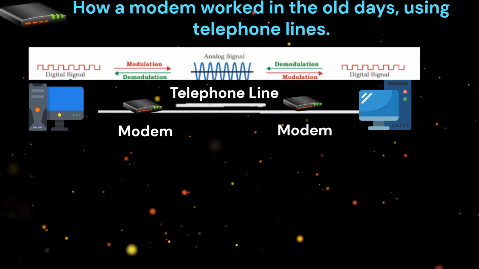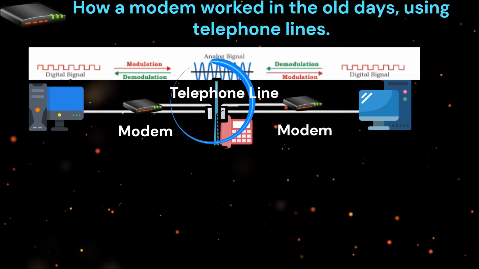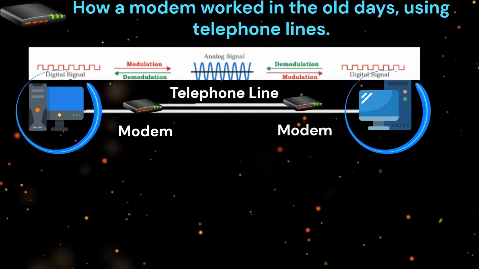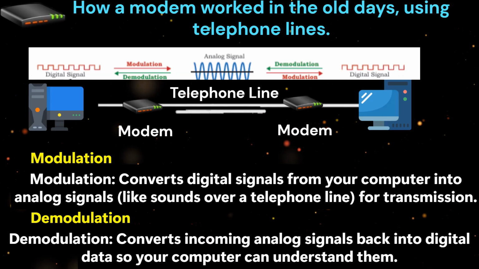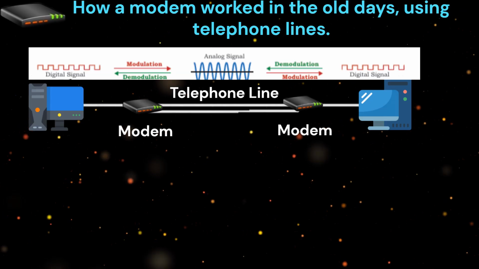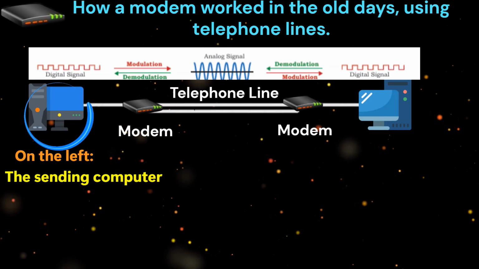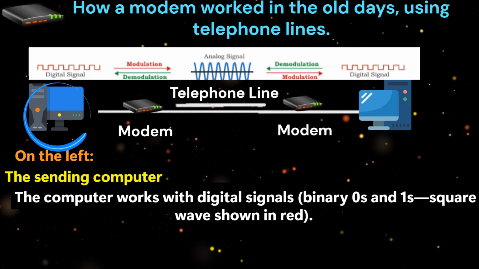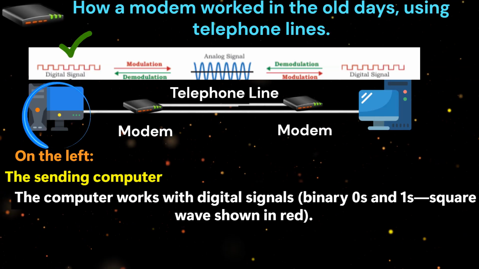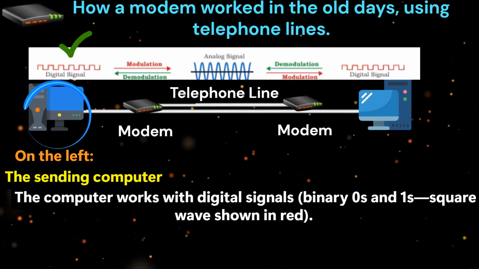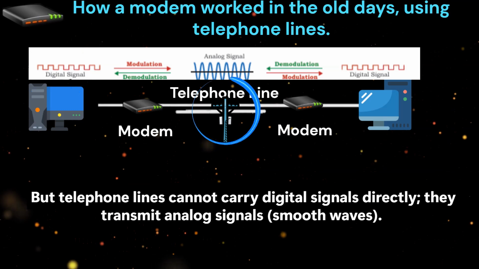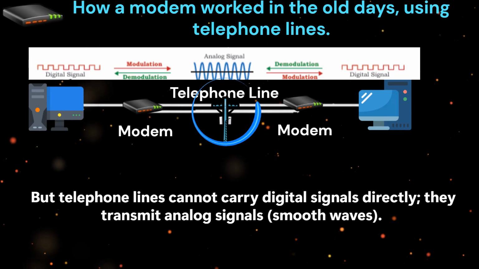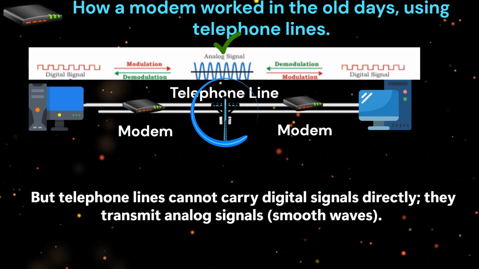This image shows how a modem worked in the old days, using telephone lines to send digital data between two computers through modulation and demodulation. Let's walk through it step by step. On the left, the sending computer. The computer works with digital signals, binary zeros and ones, square wave shown in red. But telephone lines cannot carry digital signals directly, they transmit analog signals, smooth waves.